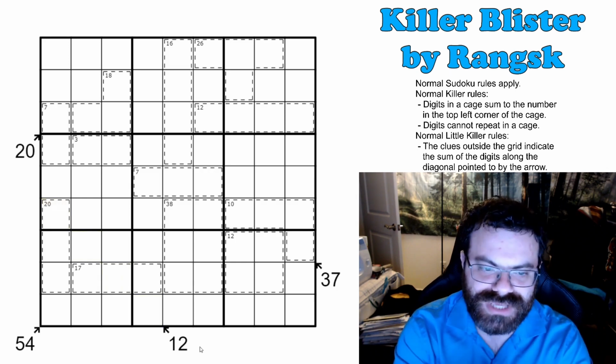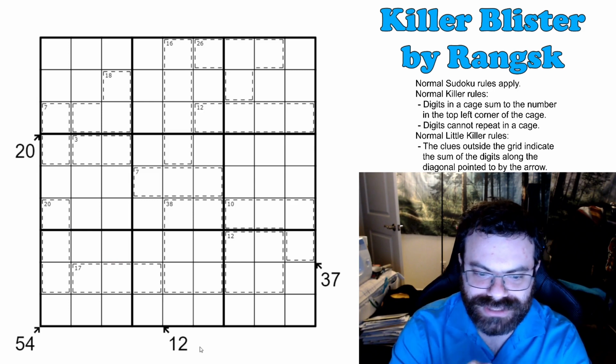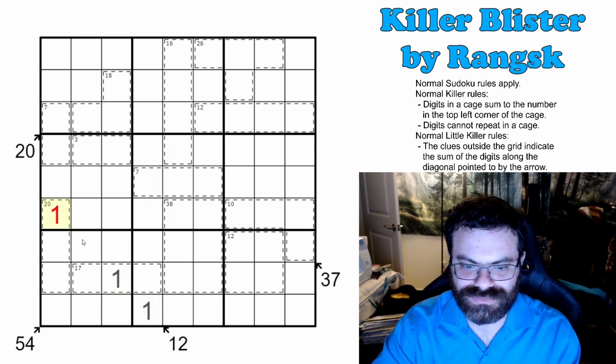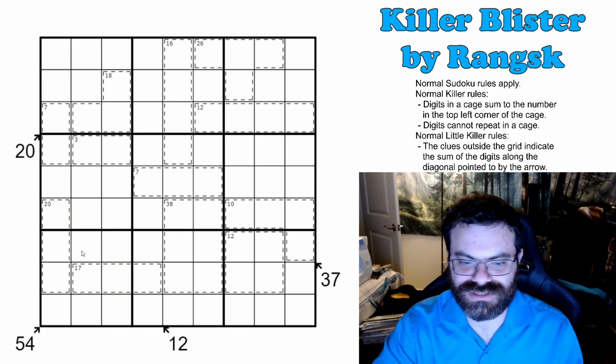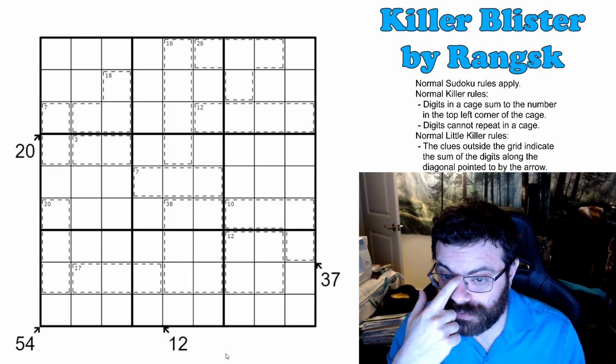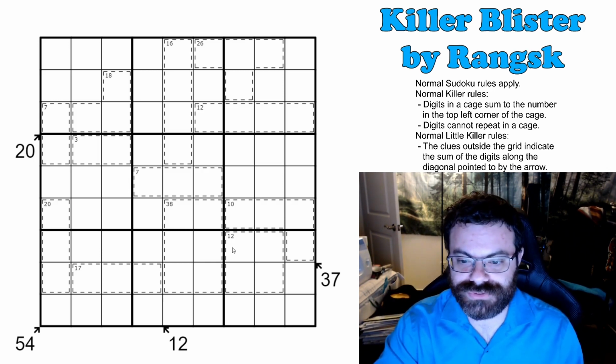There's no rule about repeating. So as long as Sudoku rules allow it, you can repeat. So this could be a 1, this could be a 1, and this could be a 1, for example, as long as you could then make it out to 12. So those are the rules.